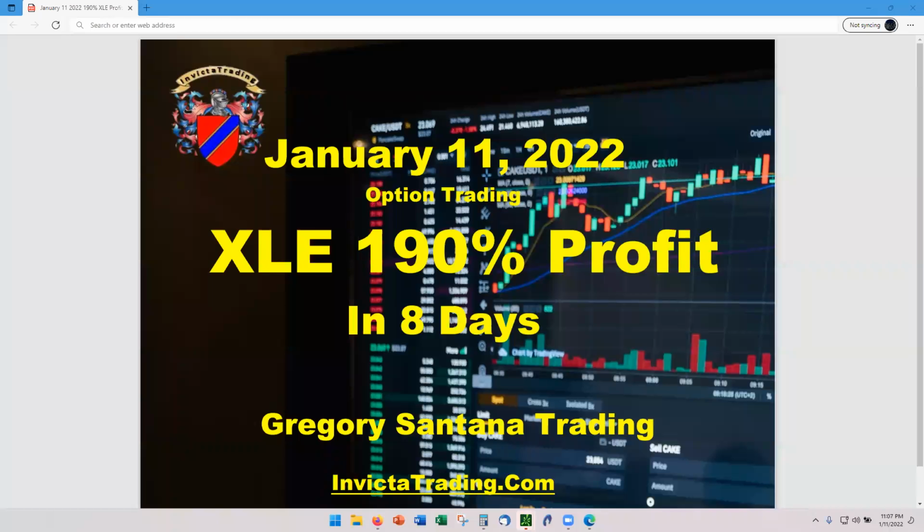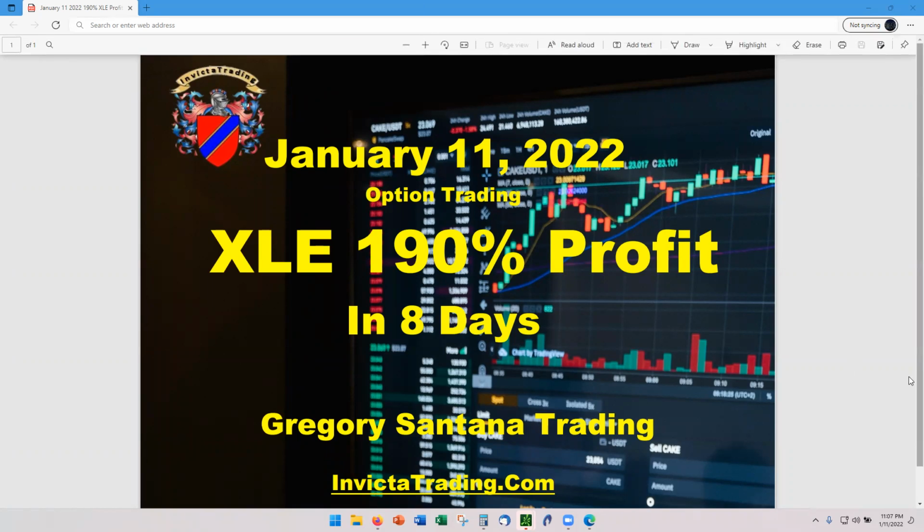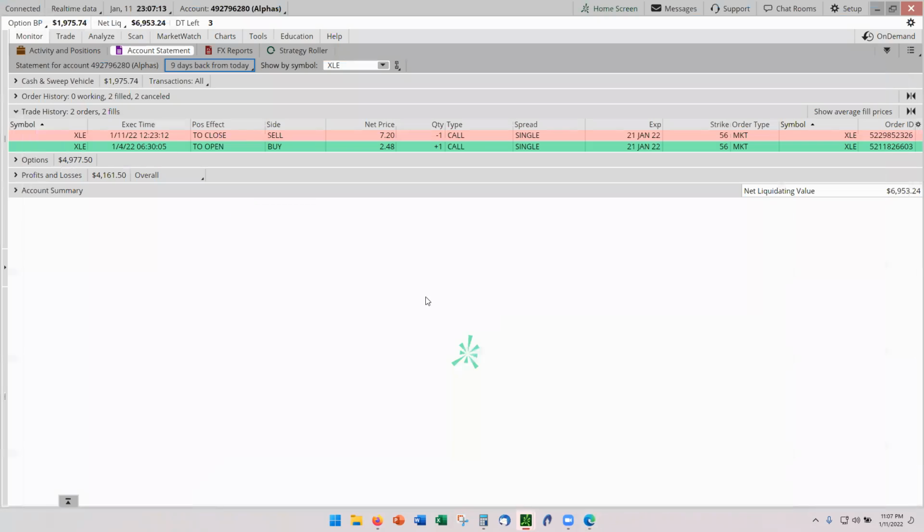Hello and welcome to January 11th, the second exit of the day: XLE at 190% profit in 8 days. Let's go look at that chart. Okay, and there it is. There's the numbers. We got into this trade on the 4th of January. We got out today at 111, and we got in at 248, and we got out at 720.